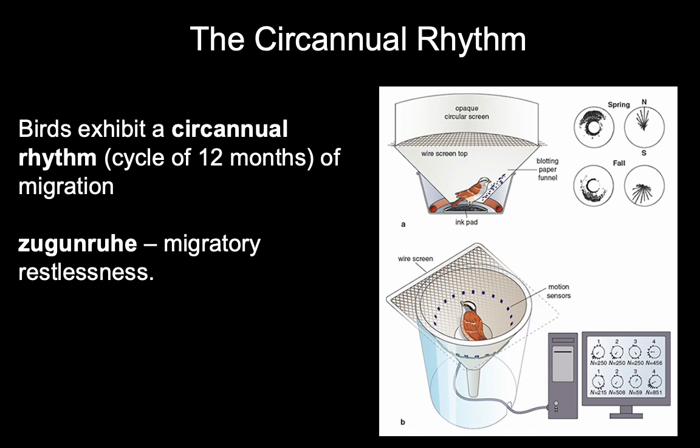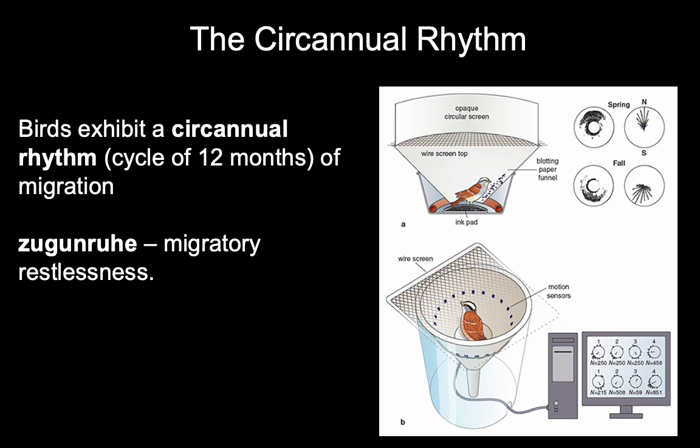Circannual means about 12 months. Circa meaning about or approximately. Annual, 12 months or 1 year. So about 1 year in rhythm. And this could be anything, and for birds, we're talking about migratory behavior. They exhibit a circannual rhythm of migratory behavior.